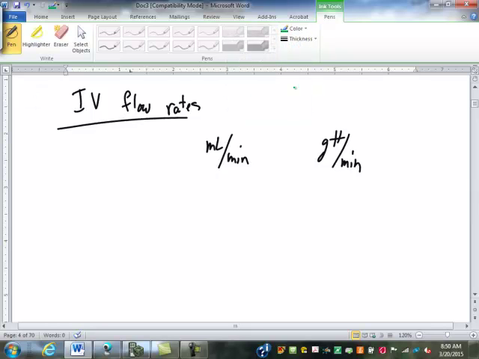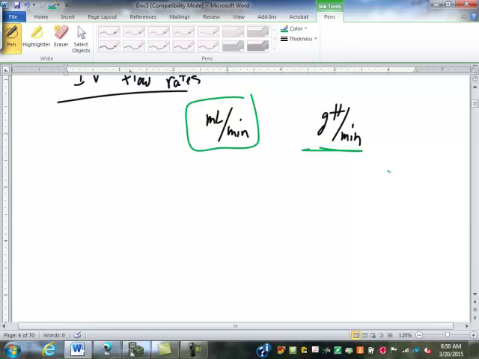So the first step is to get it to one of those two forms. Generally, we get it to milliliters per minute, and then there's a drop factor that allows us to convert it to drops per minute if we need to. So let's take a look.